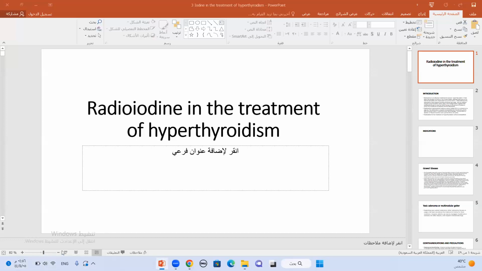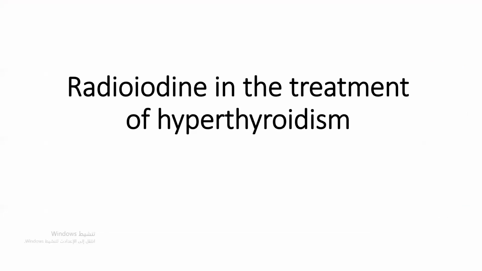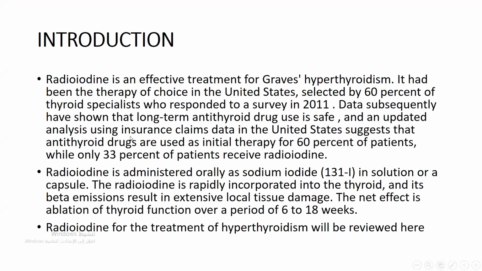Now is the time to go for the next topic, and the next topic is radioiodine use in the treatment of hyperthyroidism. Introduction: as you know, radioiodine is an effective treatment in Graves hyperthyroidism and in toxic nodular goiter. It's part of nuclear medicine. Radioiodine is administered orally as sodium iodide in solution or capsule. The radioiodine is rapidly incorporated into the thyroid gland, and its beta emission results in extensive local tissue damage. The net effect is ablation of thyroid function over a period of 6 to 18 weeks. Radioiodine for treatment of hyperthyroidism will be reviewed now.